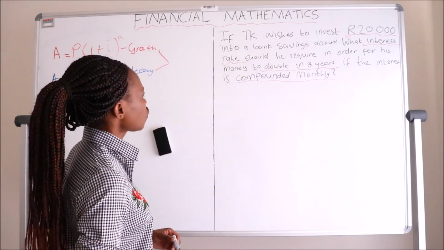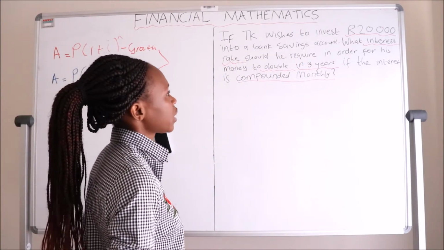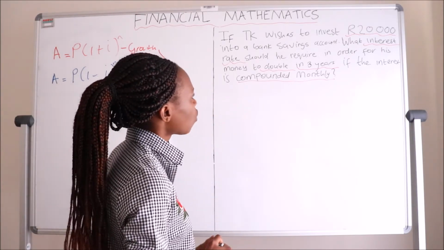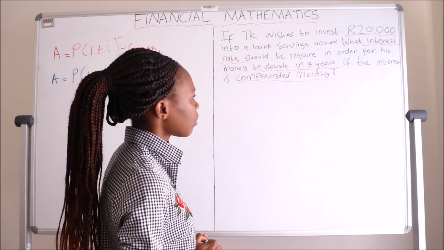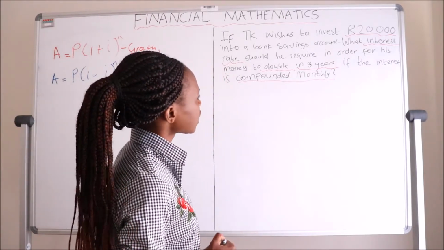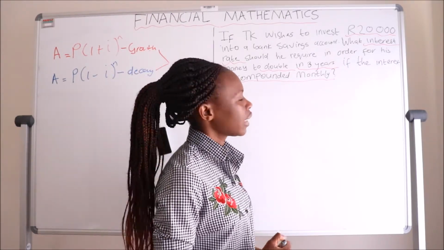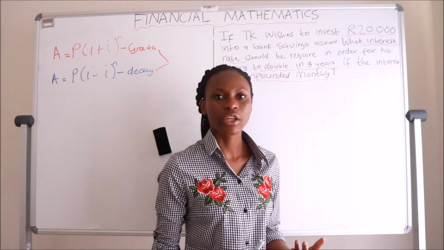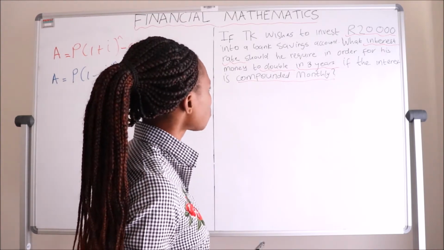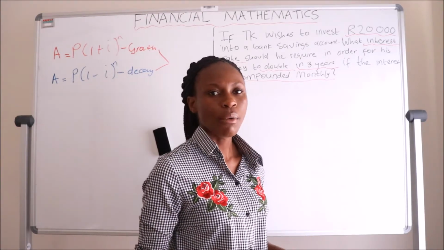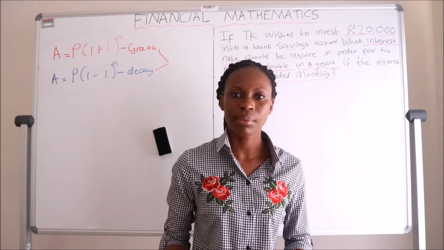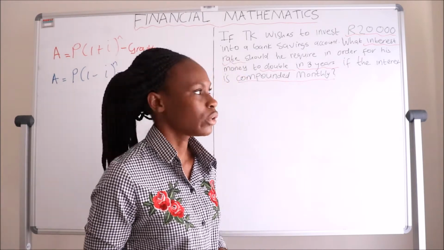Alright, here we have a question. It says, if TK wishes to invest 20,000 into a bank savings account, what interest rate should he require in order for his money to double in 3 years if the interest rate is compounded monthly? So here we have TK. He wishes to invest 20,000. When he goes to the bank, he has to require a certain interest rate so that in the period of 3 years, with the interest rate compounded monthly, his investment should be double the original. That means it should be 40,000.